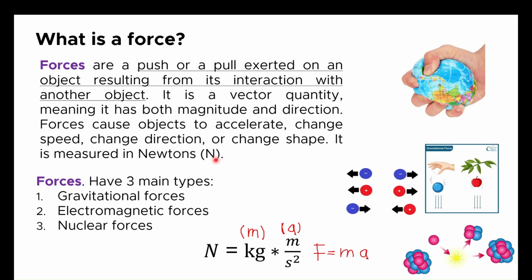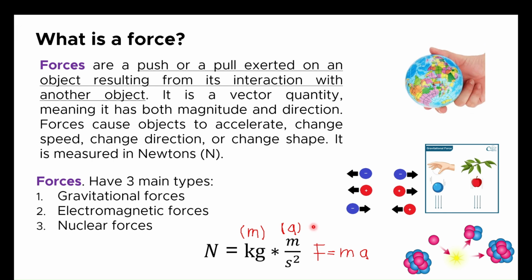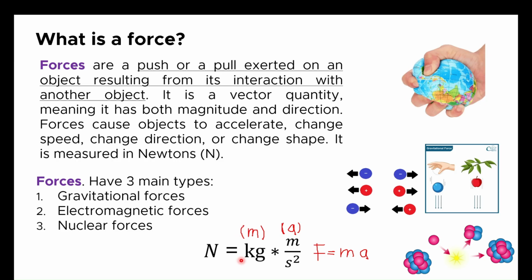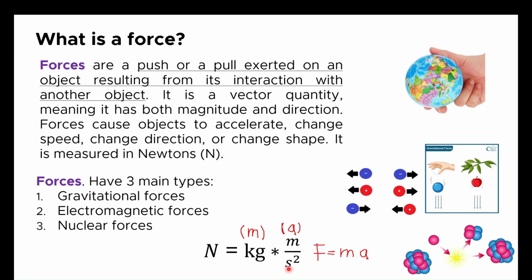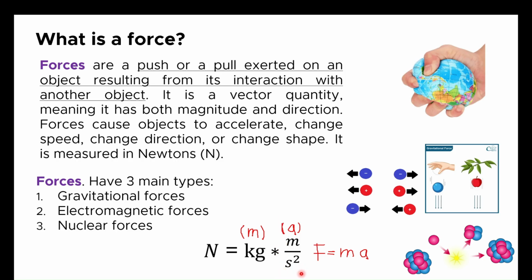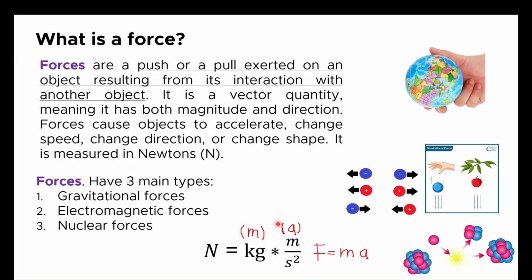The force is measured in newtons. The newton is a derived unit composed of kilograms, which are the base unit of mass, and meters per second squared, which is the unit of acceleration. Therefore, the force formula is force equals mass times acceleration. There are three main types of forces: gravitational forces, the ones that keep us on Earth, electromagnetic forces, and nuclear forces.